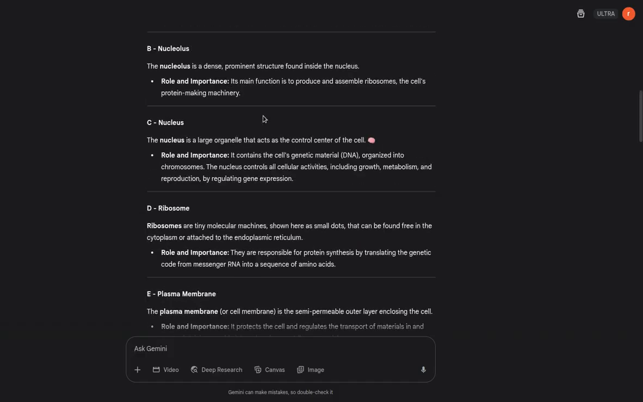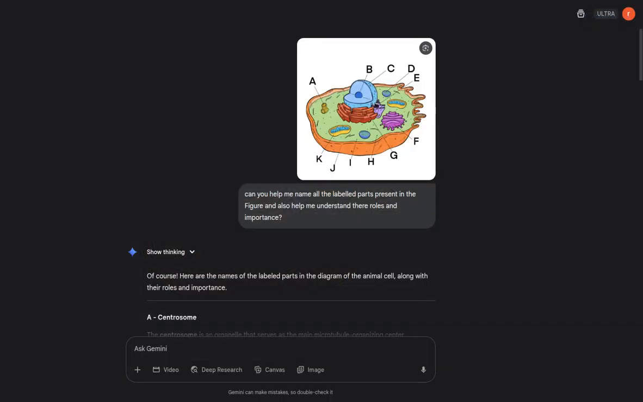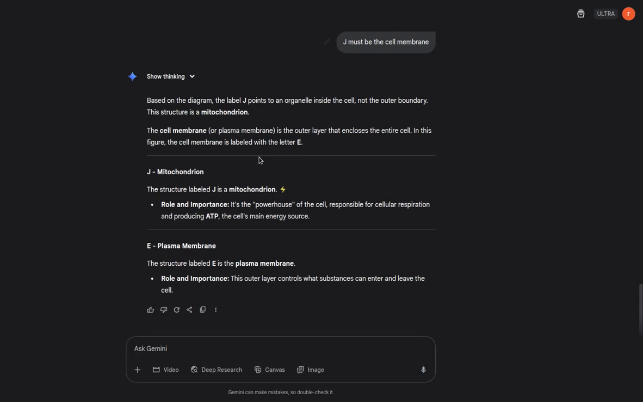E, no. I think there is a mistake because this one is E, and it's definitely not the cell membrane. J is the cell membrane. I think he made a mess of it, but that's okay.